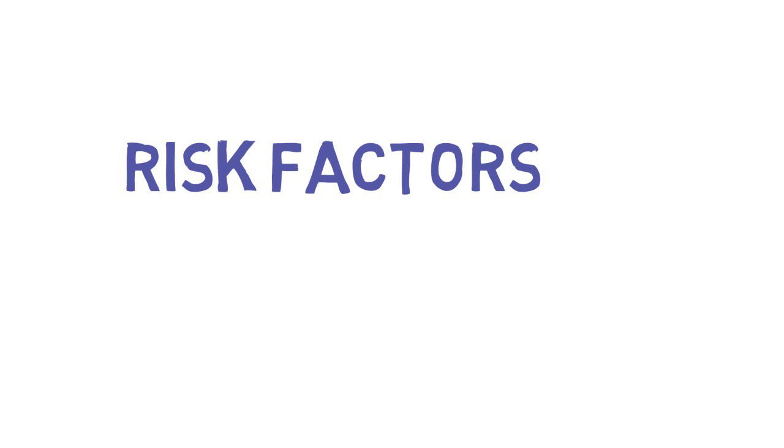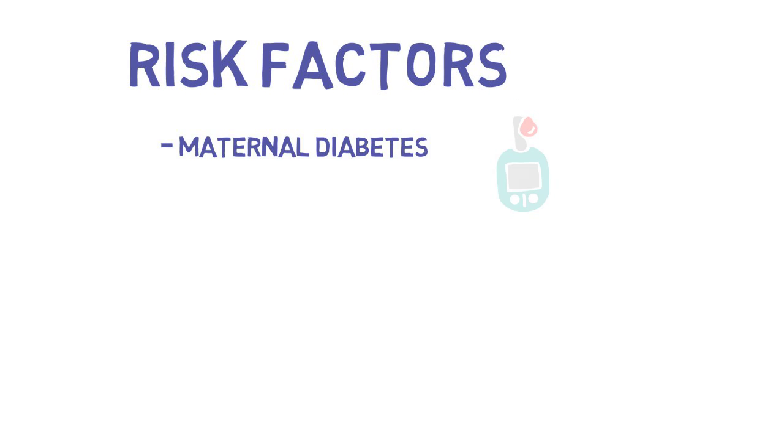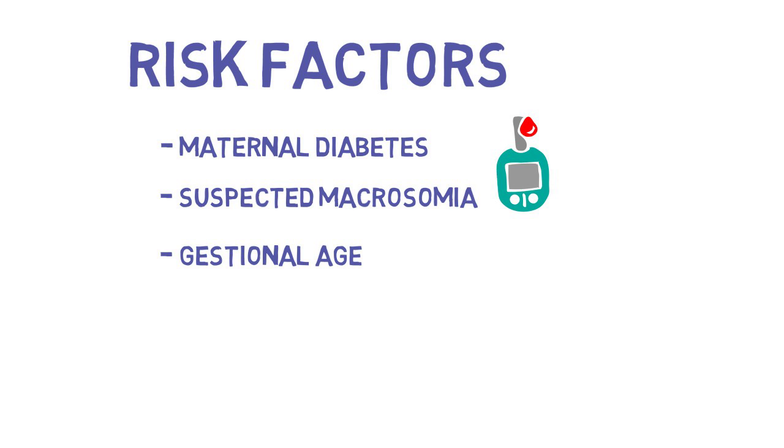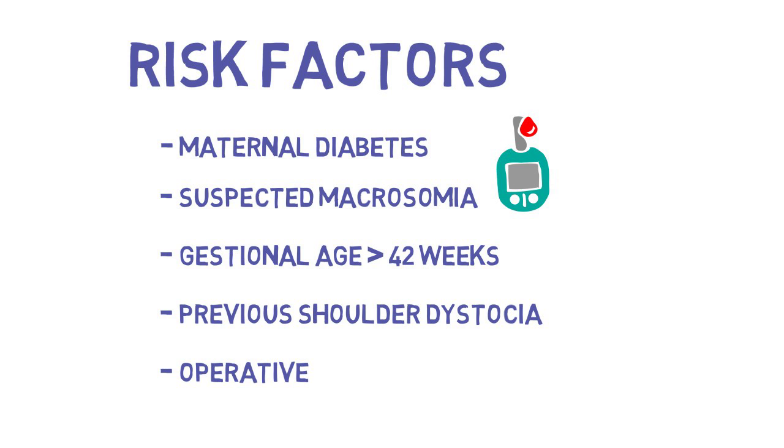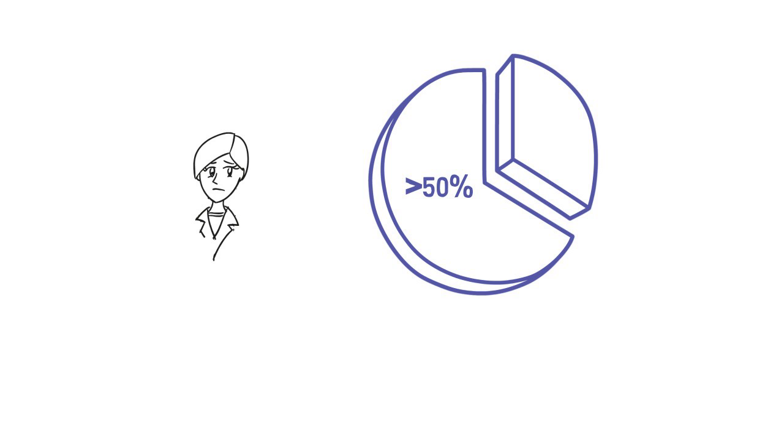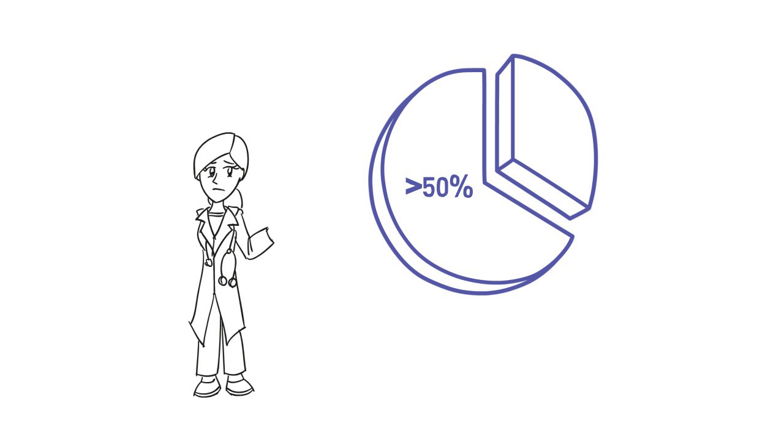Risk factors for shoulder dystocia include maternal diabetes, suspected macrosomia, gestational age more than 42 weeks, previous shoulder dystocia, and operative delivery. However, over 50% of shoulder dystocia cases are not predictable and have no risk factors, so you need to be prepared for the possibility of shoulder dystocia at every delivery.